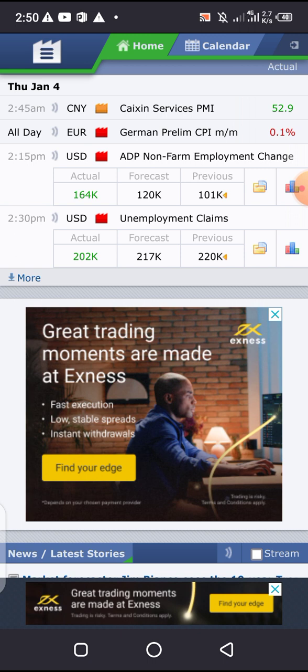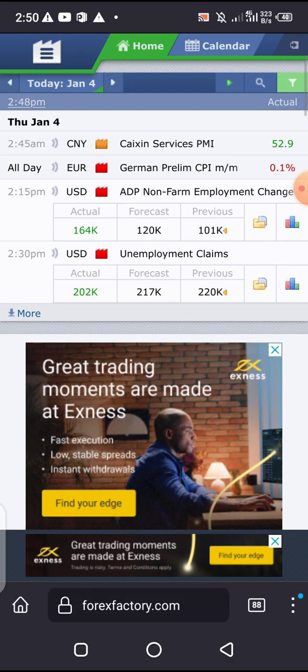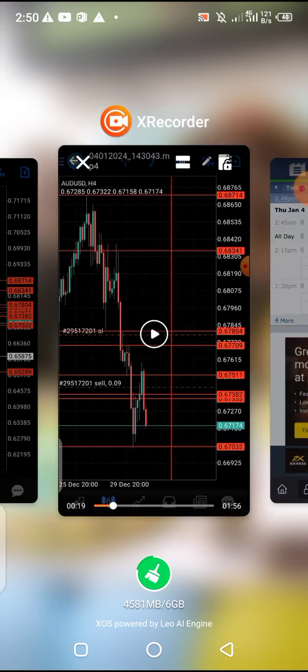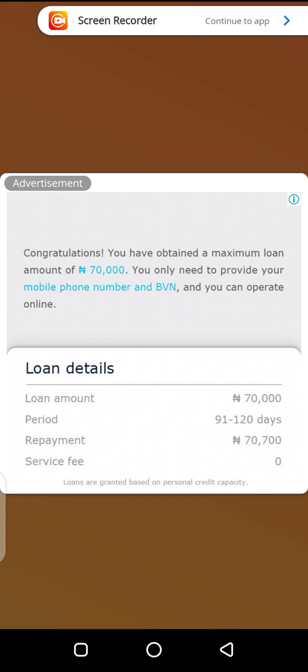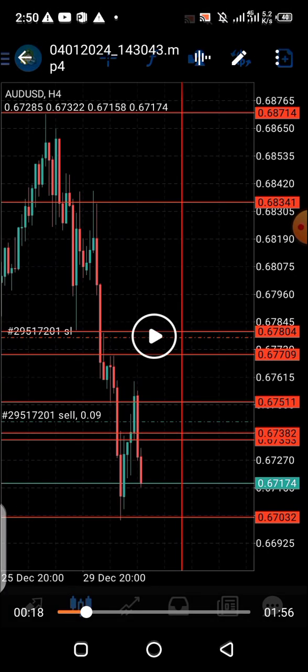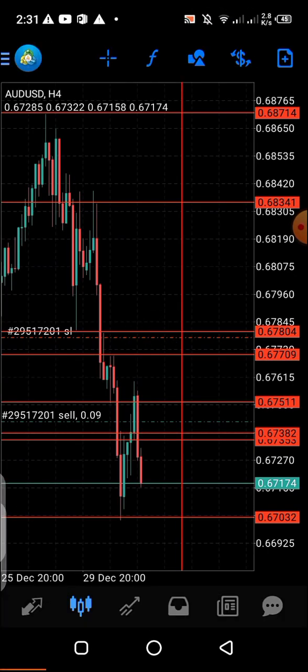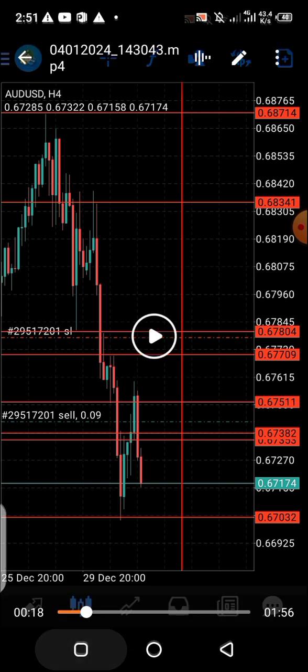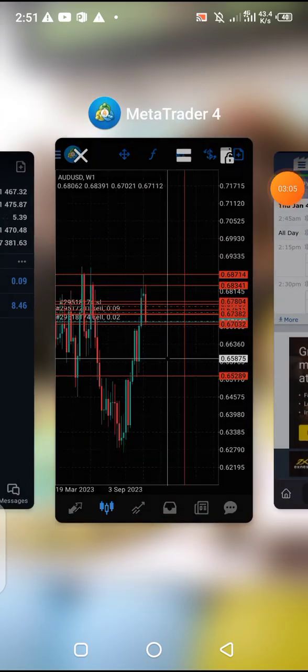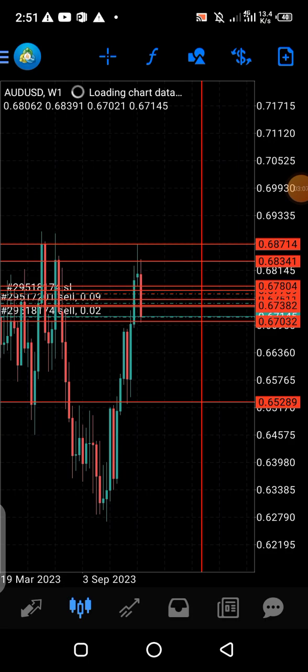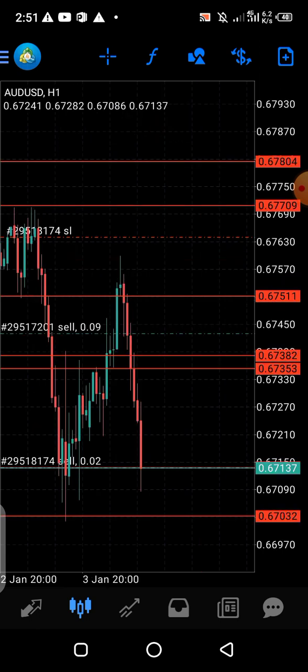So let's go to the chart and see the impact of the news on some of the currency pairs. Let's start with Australian dollar USD. I took a trade on Australian dollar USD before the news was released, which is bearish, and you can see I'm in profit on that trade. You can see it's been bearish after the news was released.